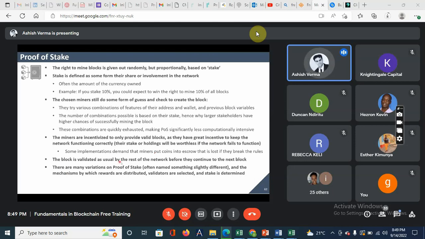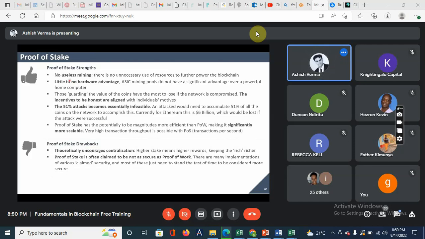The block is validated as usual by the rest of the network before they continue to the next block. So same thing, once they find the solution, they broadcast it, and if others say the solution is correct, they move ahead. There are many variations of proof of work, often named something slightly different, and differing in the mechanism by which rewards are distributed. So we saw multiple other forms of consensus mechanism. Some are equal to proof of stake or a slightly modified version of it. So you can say most of the consensus mechanisms are based on this, but they modify the logic slightly just to fit the context of their own blockchain.